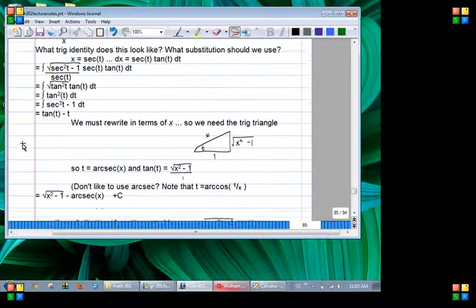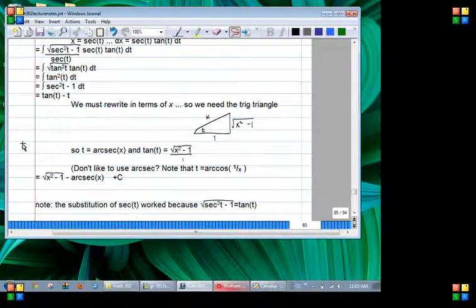And then once again, in this case, we used secant t because the square root of secant squared t minus 1 is just tan t. That's why we use that substitution for this problem.